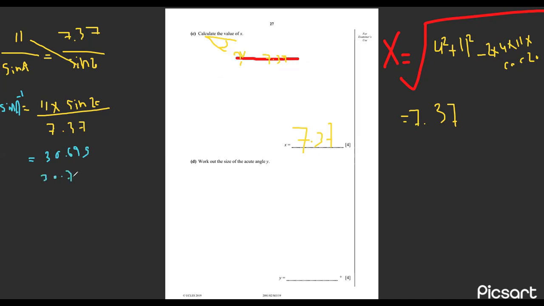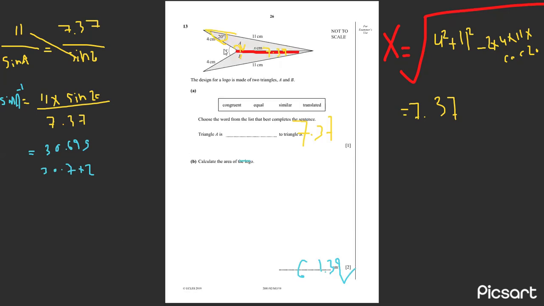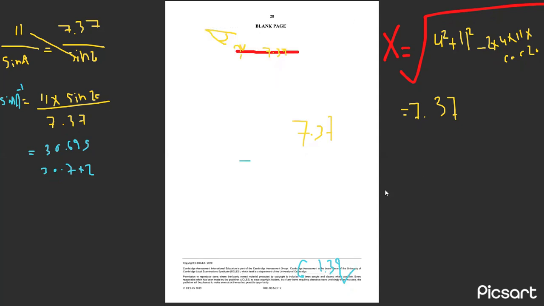And multiplied by 2, we get 61.39. Because it's an acute angle, maybe this is an obtuse angle, but he gave you that it is an acute angle, so it must be less than 90. Make sure of this. And already we did it.